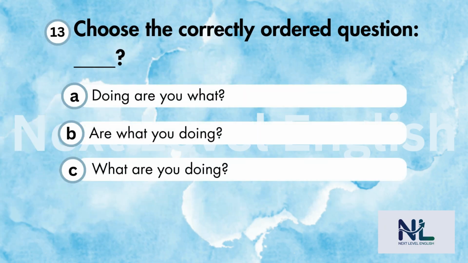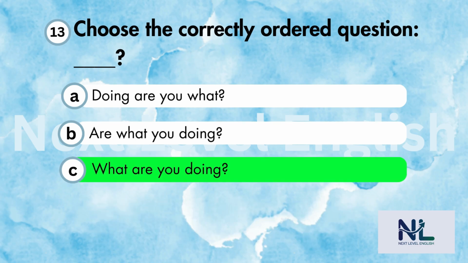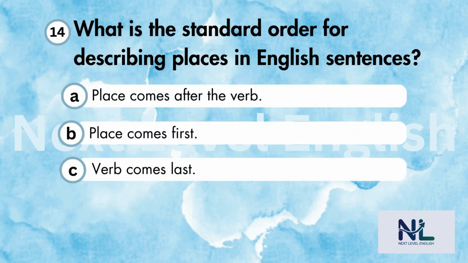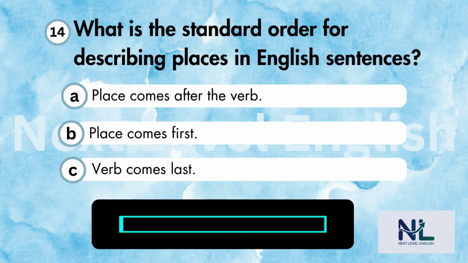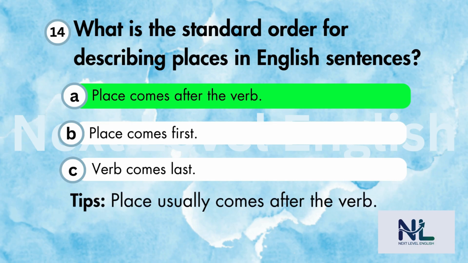13. Choose the correctly ordered question. What are you doing? Tips: standard question structure in English. 14. What is the standard order for describing places in English sentences? Place comes after the verb. Tips: place usually comes after the verb.